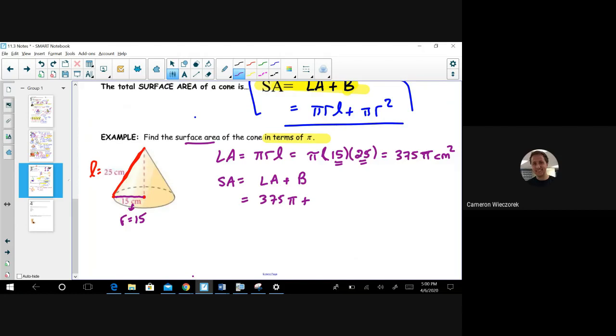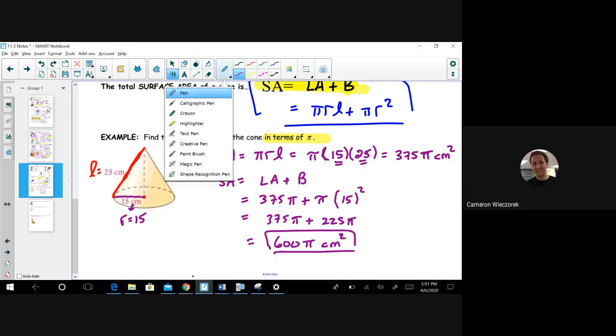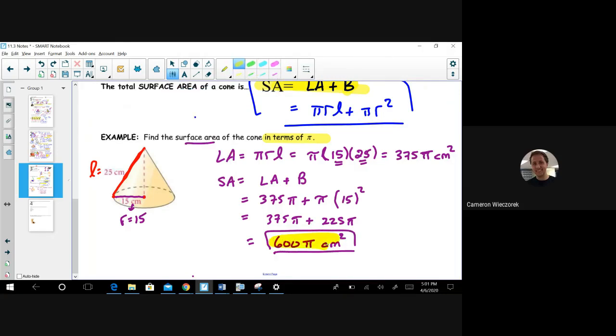Plus the base area, it's a circle, pi r squared. Radius they gave me was 15. This is the circle on the bottom. So I get 375 pi plus 225 pi. You add that together, you get 600 pi centimeters squared. That's how much surface area you have if you were to paint the outside of that party hat and the circle on the bottom.